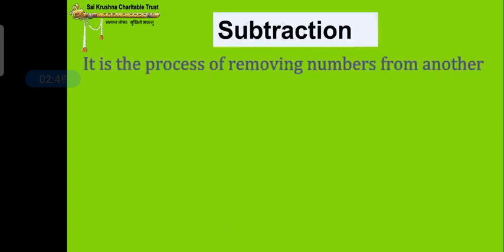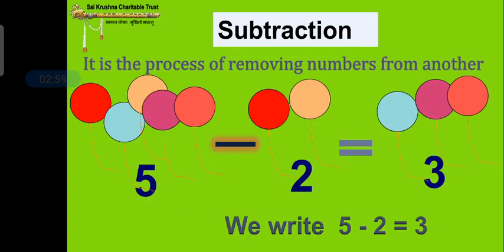So next, coming to the subtraction. What do you mean by subtraction? It is nothing but the process of removing numbers from another. Here you have got a few balloons, that is 5 minus 2 is equal to whatever you get, which is the difference. So the difference of 5 and 2 is 3. Therefore, 5 minus 2 is equal to 3.